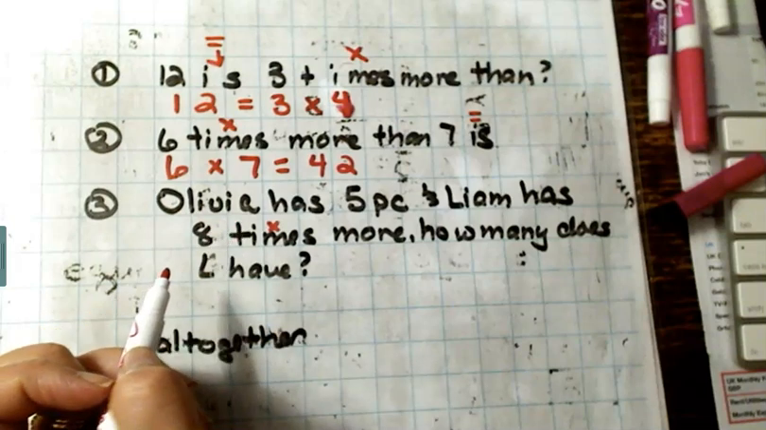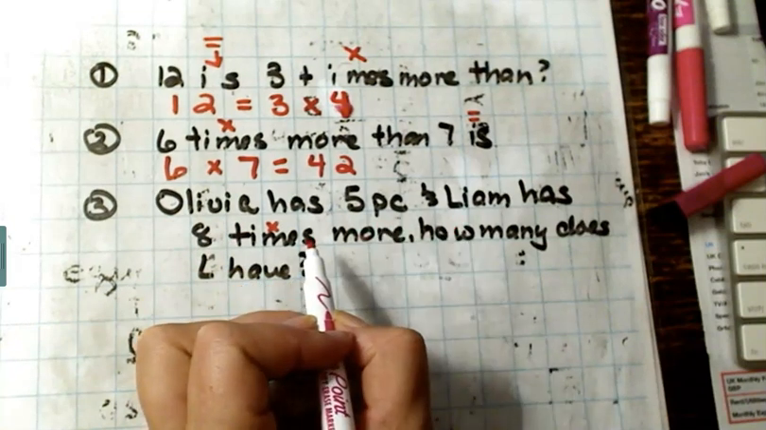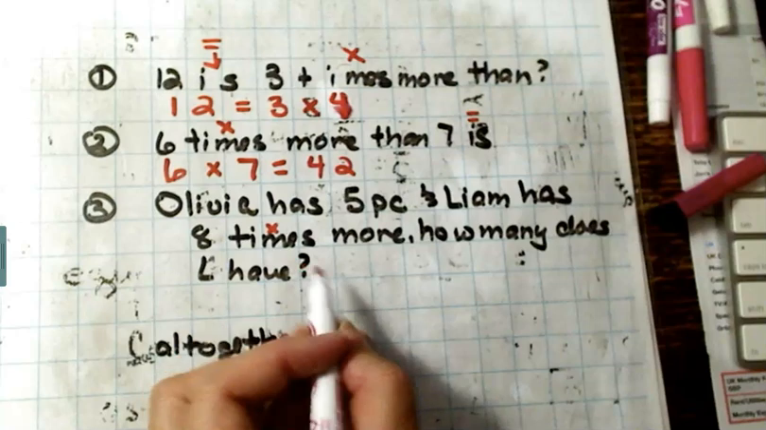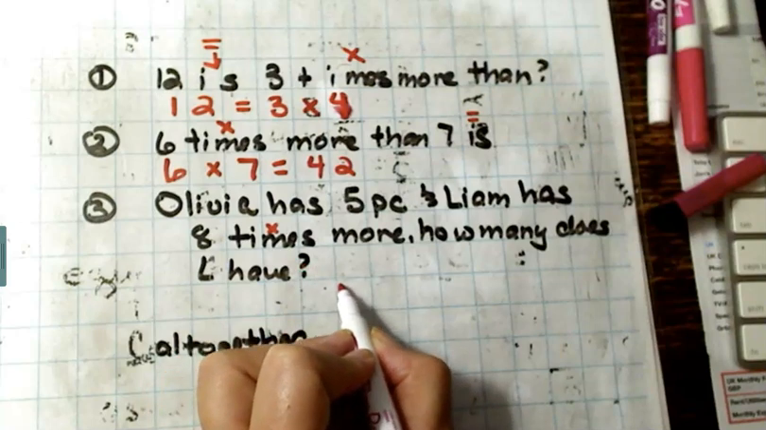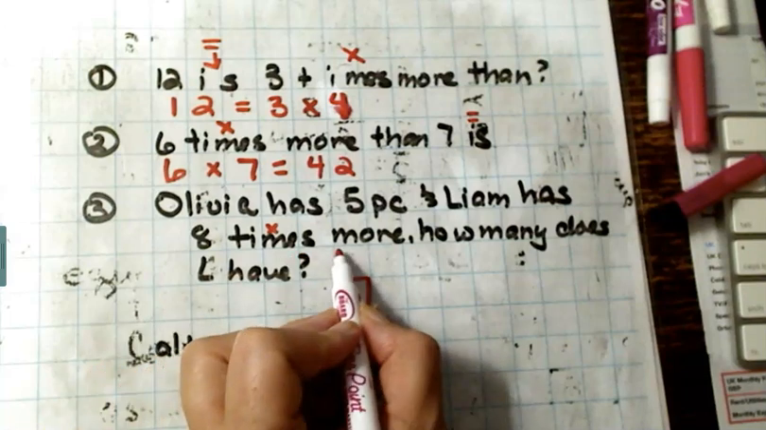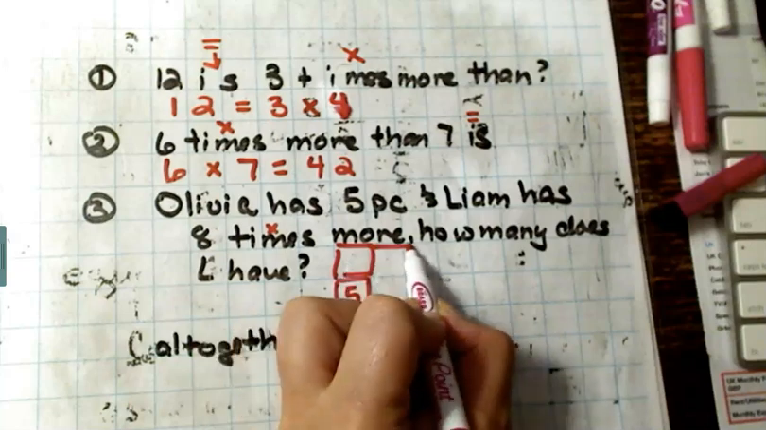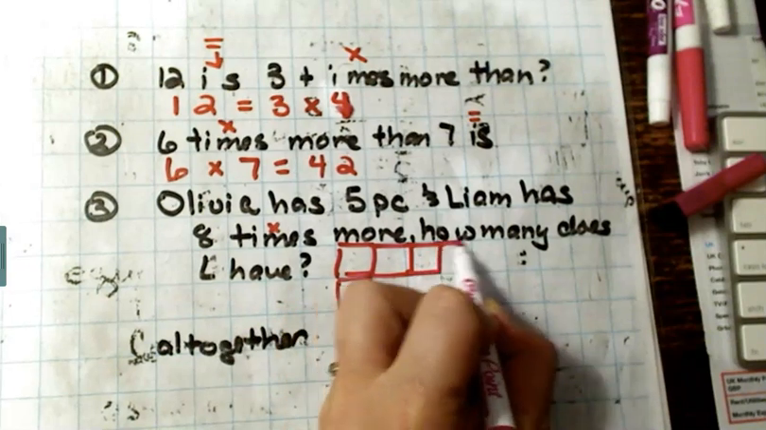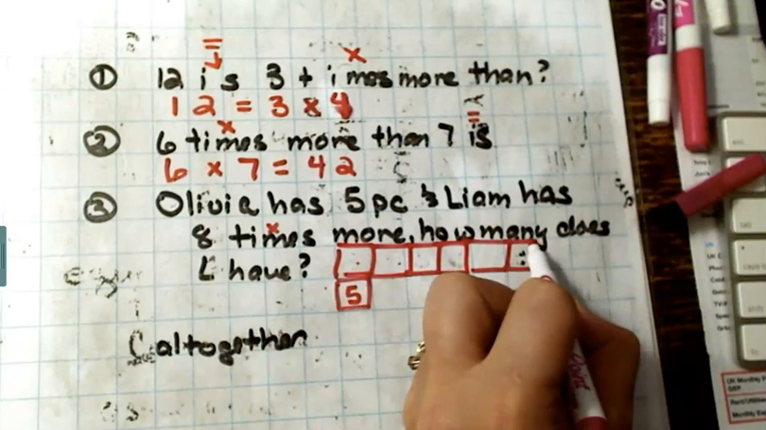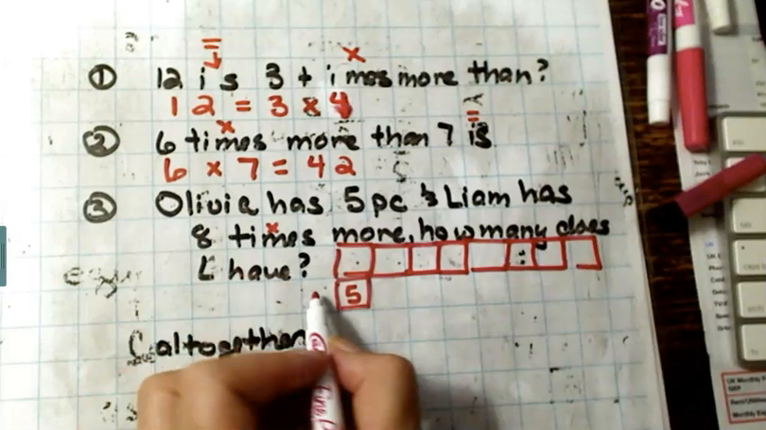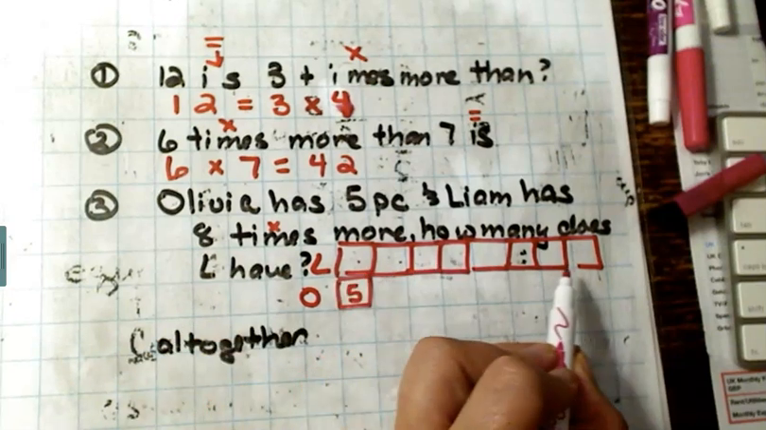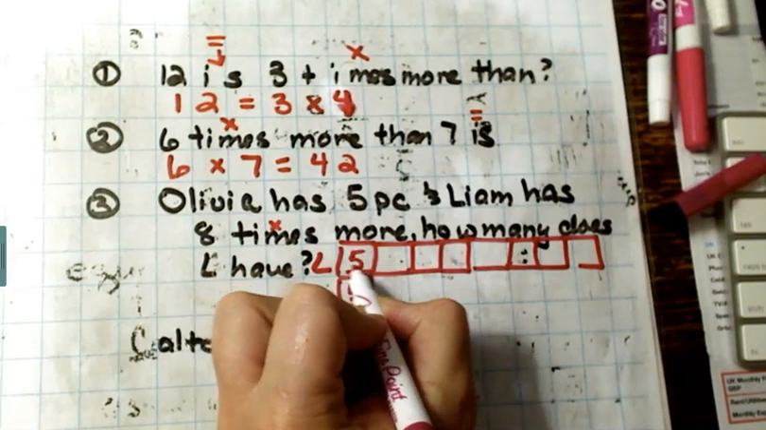All right, so Olivia has 5 Pokemon cards and Liam has 8 times more. How many does Liam have? See, I find these really tricky, so I'm going to build a model. So Olivia has 5. Do you remember that? And Liam has how many times more? 8 times more. So this is that model. 1, 2, 3, 4, 5, 6, 7, 8. So here's Olivia and here's Liam. Liam has how many times more? 8 times more.